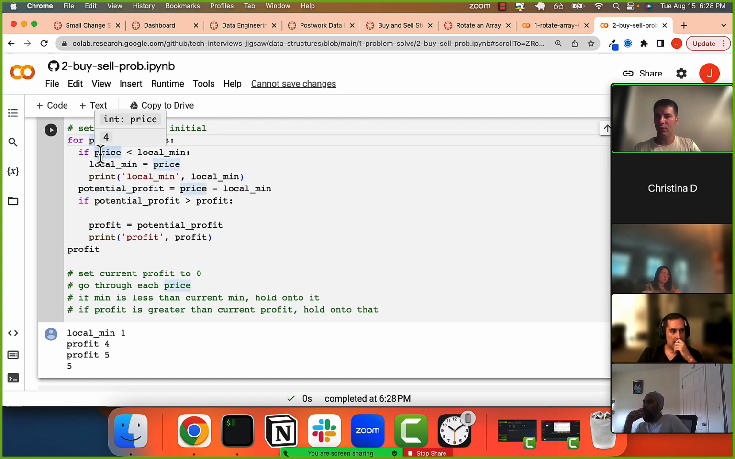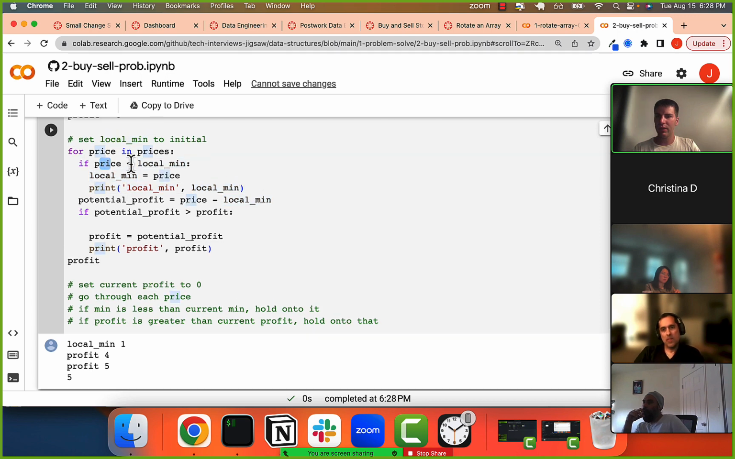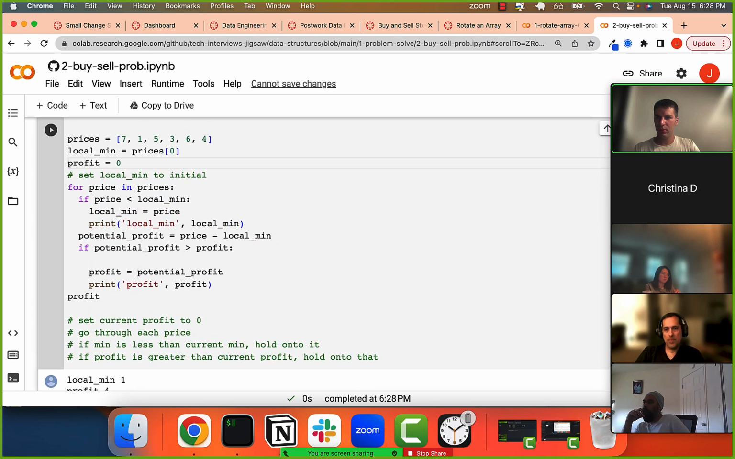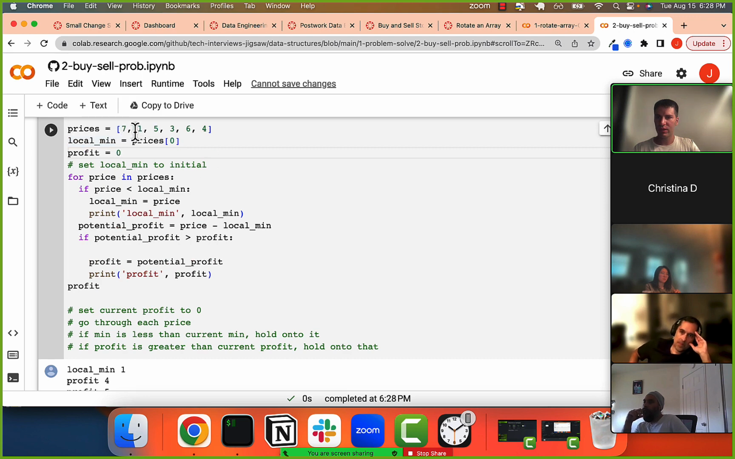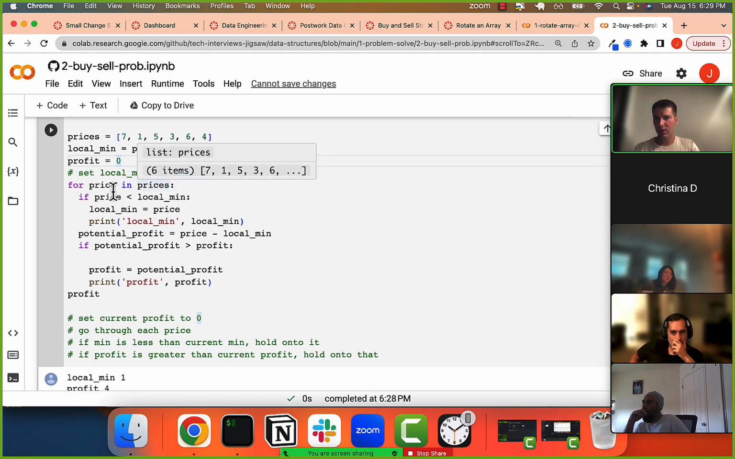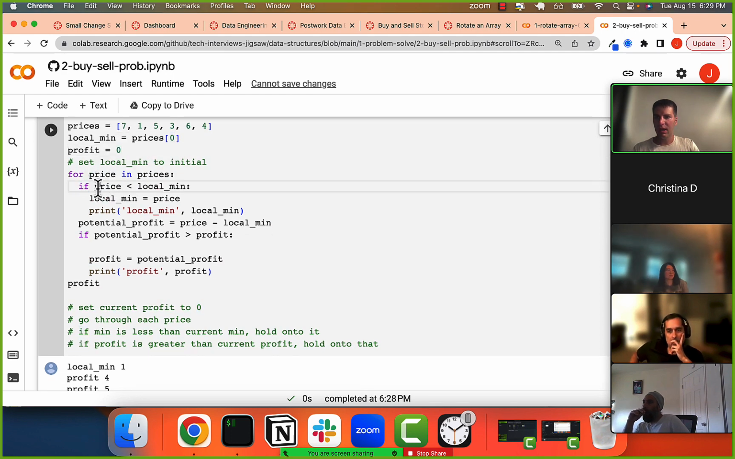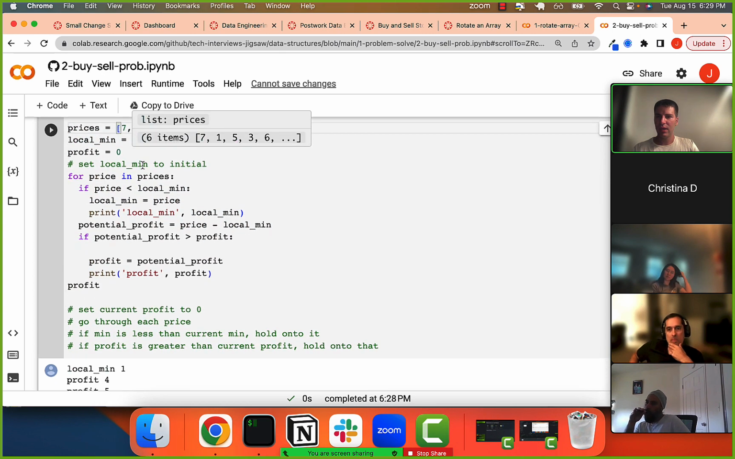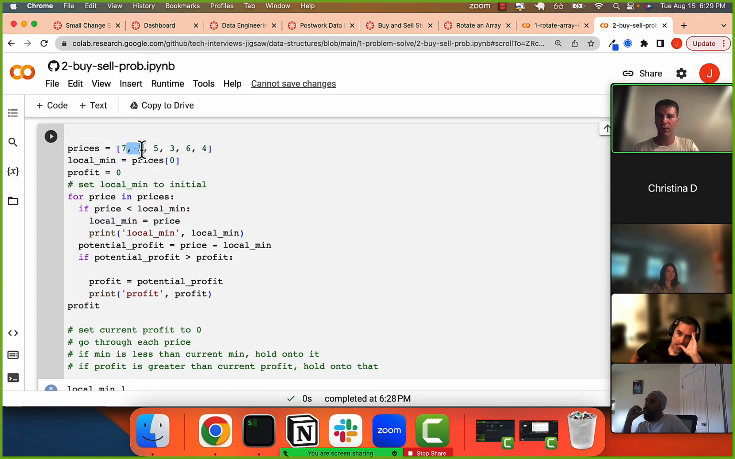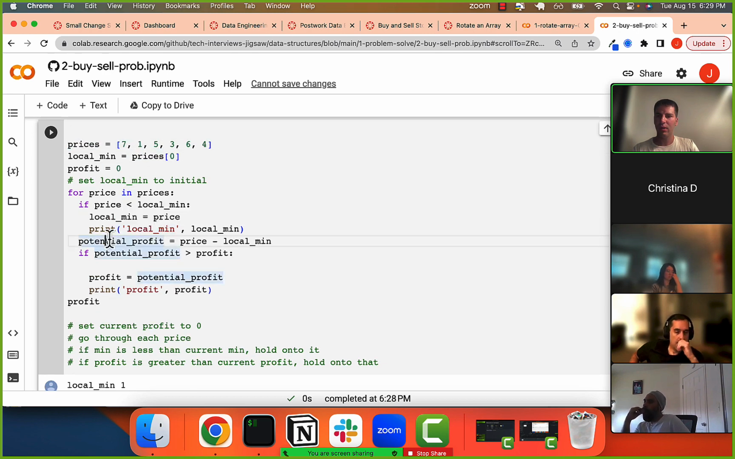Okay, so we go through each of the prices, 7, 1, 5, 3, 6, 4. Set the local min to 7. Set the profit to 0. Now we start. If the price is less than the local min, right? So for this number 1, it is. Then what do we do? We say, okay, this is our new buy, because we can improve on it. We want to buy low and sell high. We can do better here. Set this to our new local min. Calculate the profit. It's always going to be 0 if we sell the same thing.